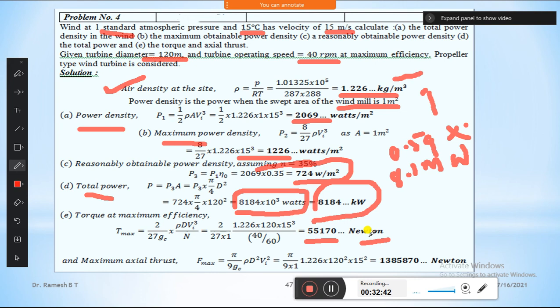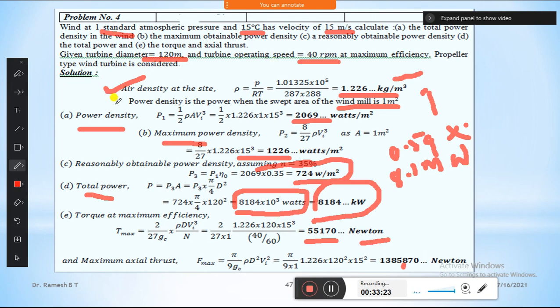And the maximum axial thrust is given by the equation F maximum is equal to pi by 4 into 8 by 9 Gc rho D square Vi square. Here Gc is 1, rho is given, the diameter is also given, and Vi is also given. If you substitute all these values, finally the maximum force or axial thrust, both are the same, so our load is also the same, is 13,85,870 Newton. That much axial thrust is acting on that turbine.